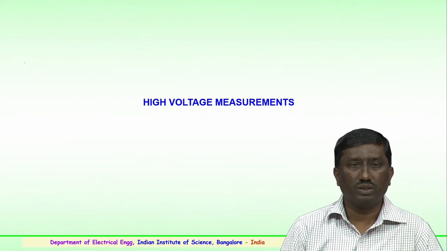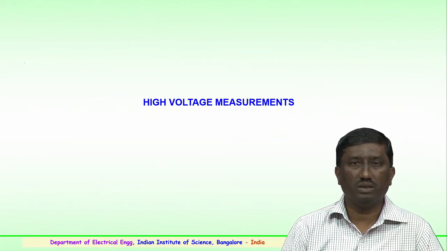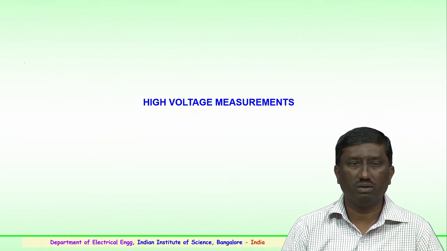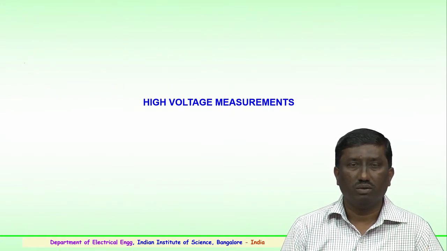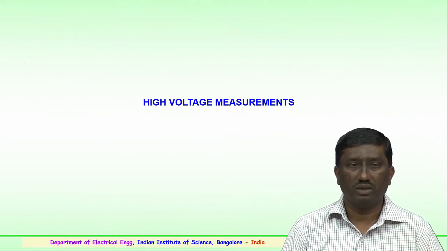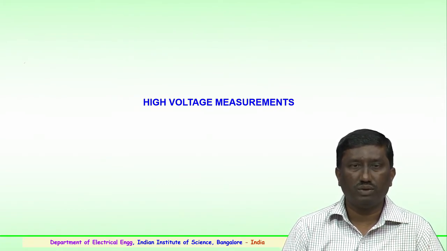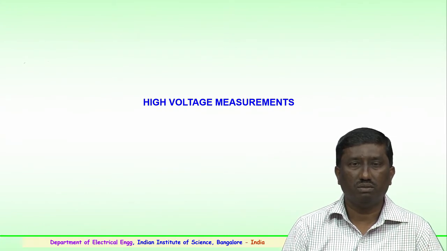So, we will focus on some of the important measurements which are typically used for high voltage AC, high voltage DC, high voltage impulse voltage and impulse currents. We will focus on the importance of the measurement and the measuring systems which have been deployed at high voltage laboratories for the same.